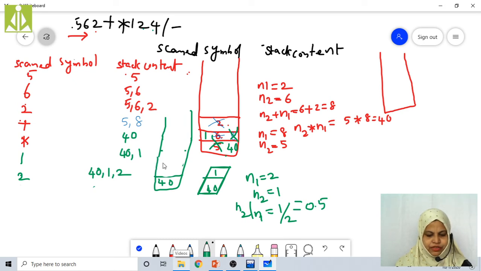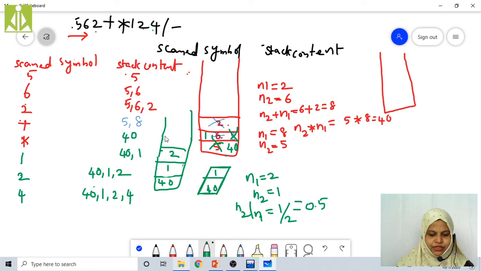I missed the 4. 1 2, 4 is an operand, right? 4 is an operand, so we have to insert the 4. So the stack is 40 1 2 4. You have to insert this 4 here in this stack. Now the stack consists of 40 1 2 4.